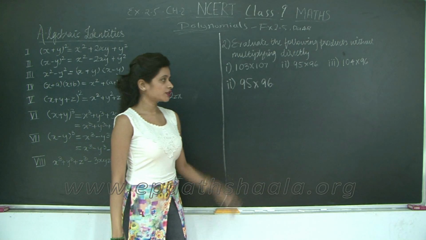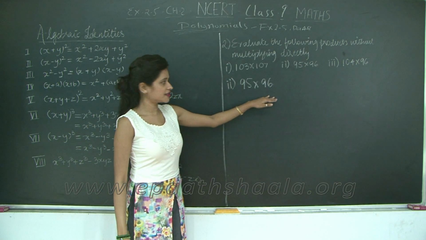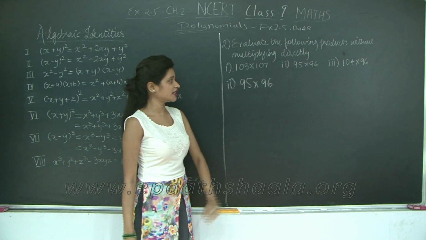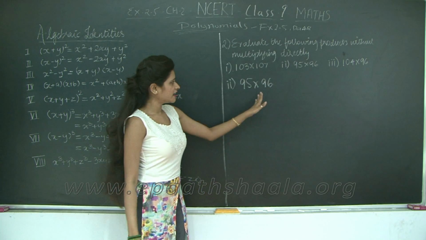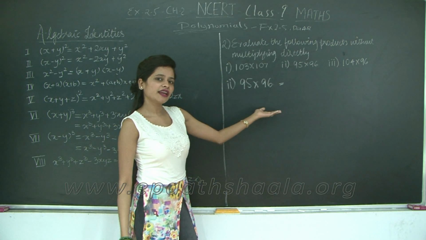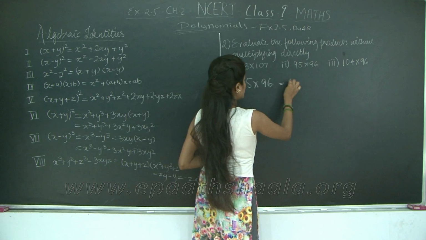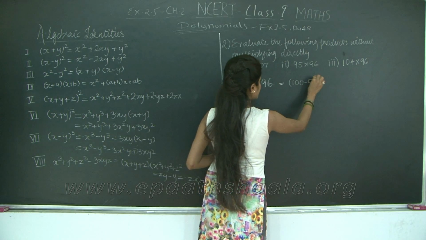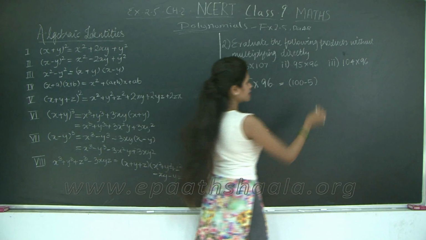So our second question is 95 into 96. Now you'd be wondering that splitting 103 and 107 was very easy. Now how about your 90s? It's very simple. Again you can use 100, right? But here we will have a negative sign. So you will have 95 can be written as 100 minus 5, right? And 96 can be written as 100 minus 4.